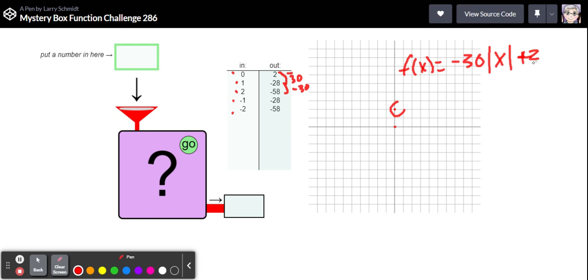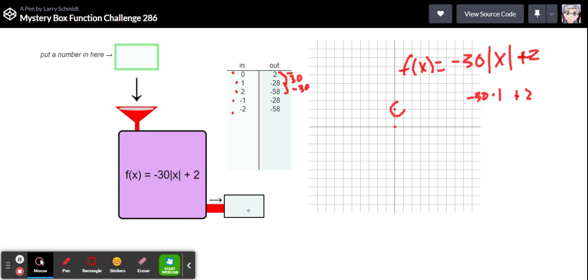Putting in a 0, we're going to get a 2 because 0 times negative 30 is all 0, and then you're just left with that 2. But let's put in that 1. So 1, absolute value of 1 or negative 1 is going to be 1 times negative 30 plus 2. Yeah, that's going to be negative 28. And I'll leave it to you to plug in more if you're not sure. I think we've got this one. Let's go ahead and reveal. Yeah, that's negative 30 times the absolute value of x plus 2.